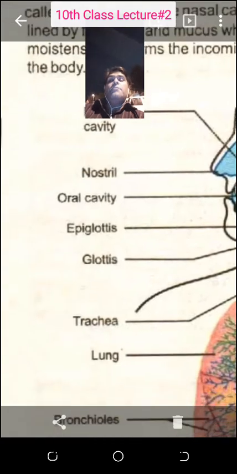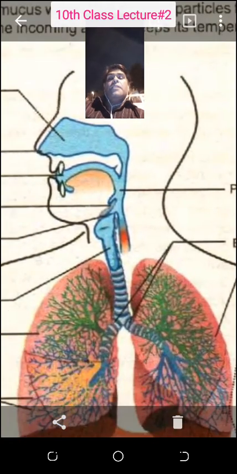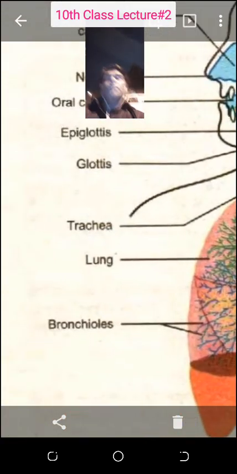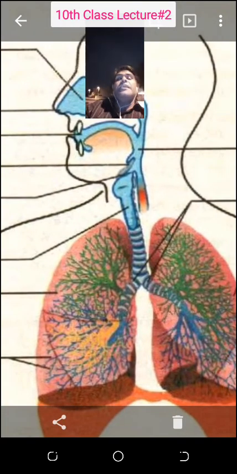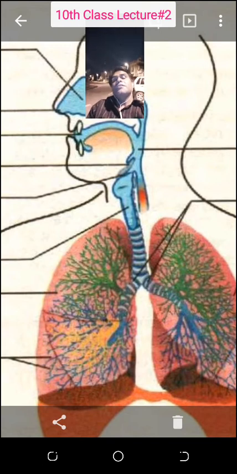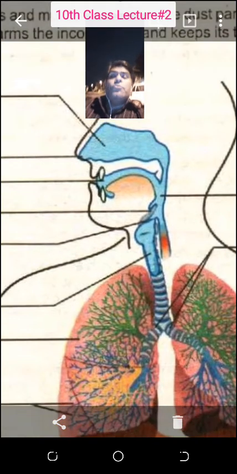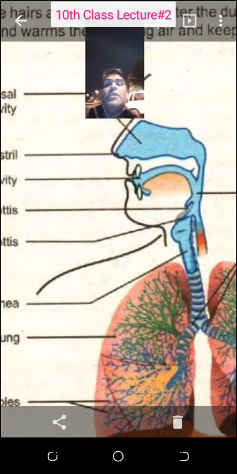So we come back to this. This is the tube which I was talking about, the trachea, you are watching. This is the tube, the trachea. Acha, in this diagram you are not watching the esophagus. The reason is that you are not studying the digestive system yet.